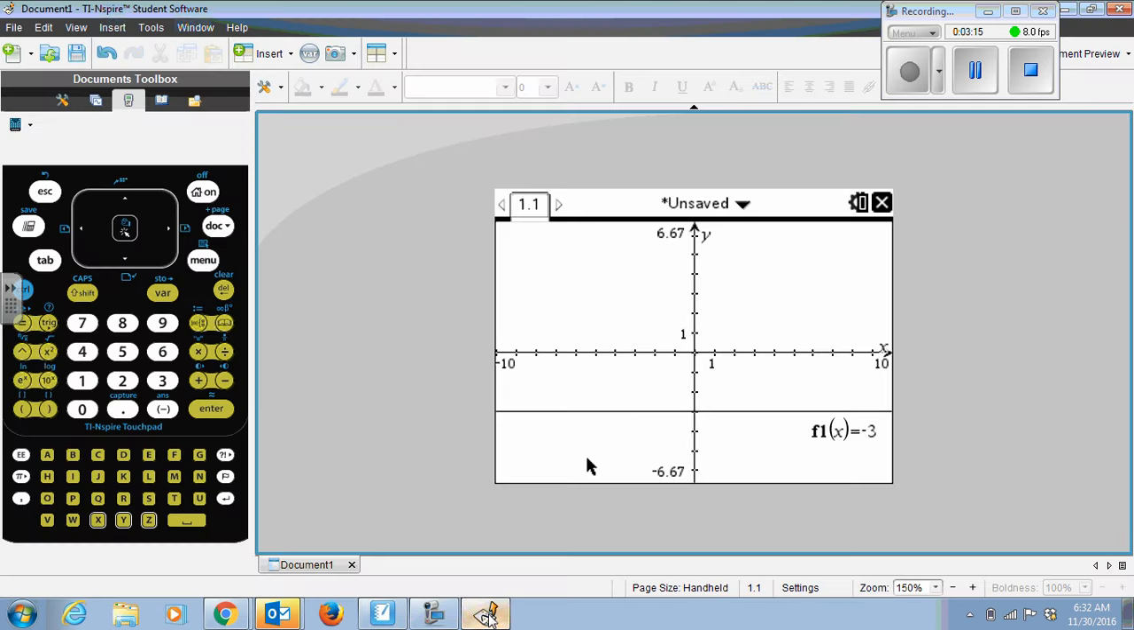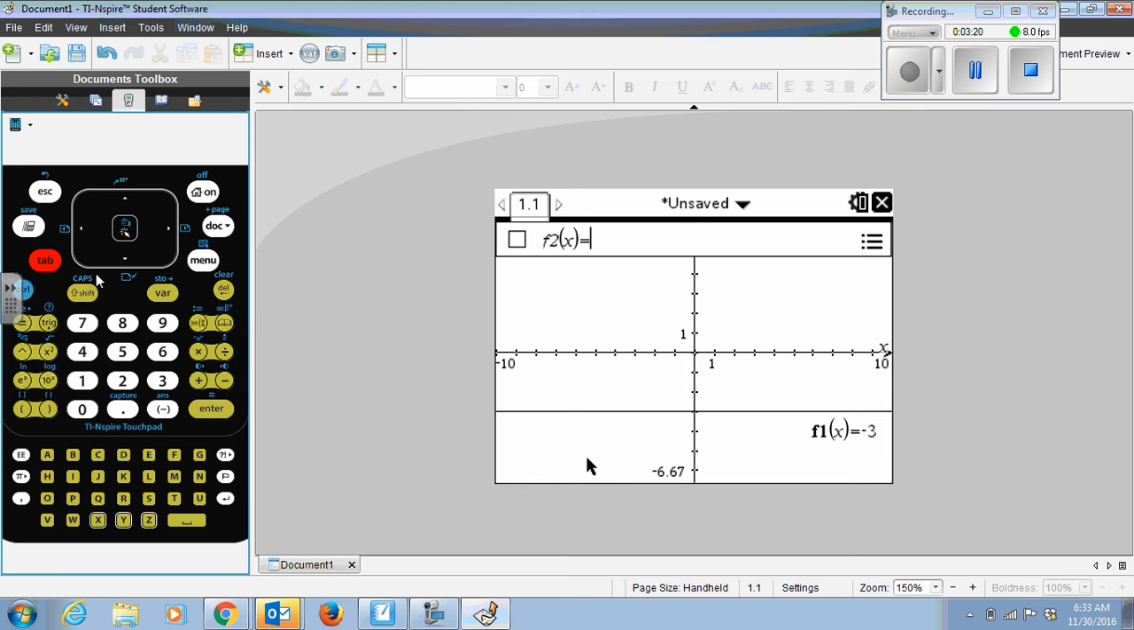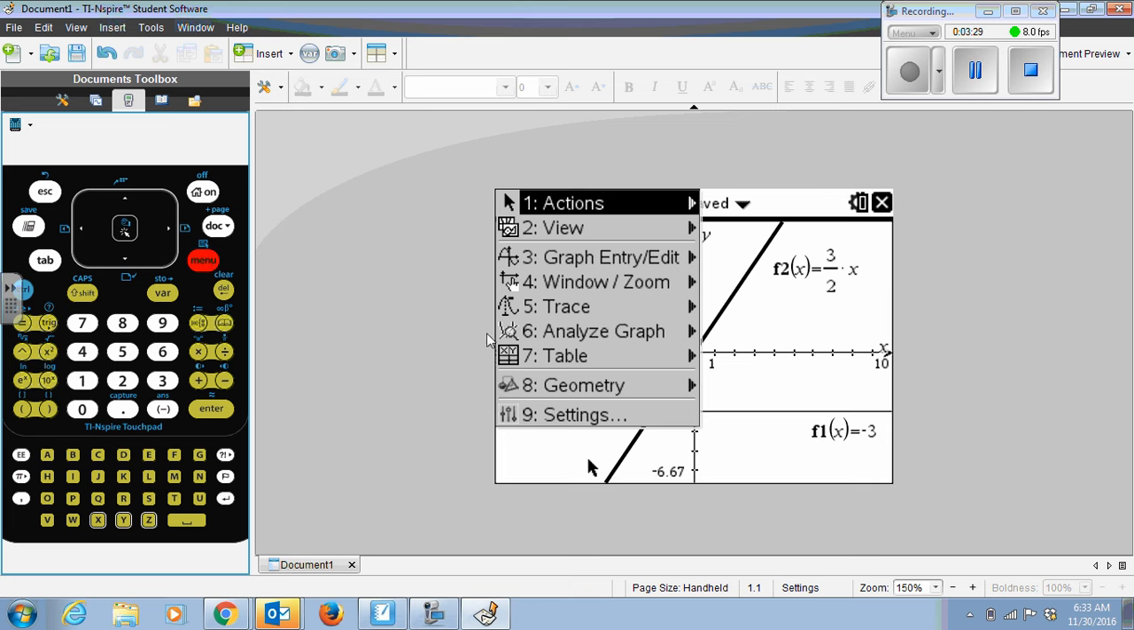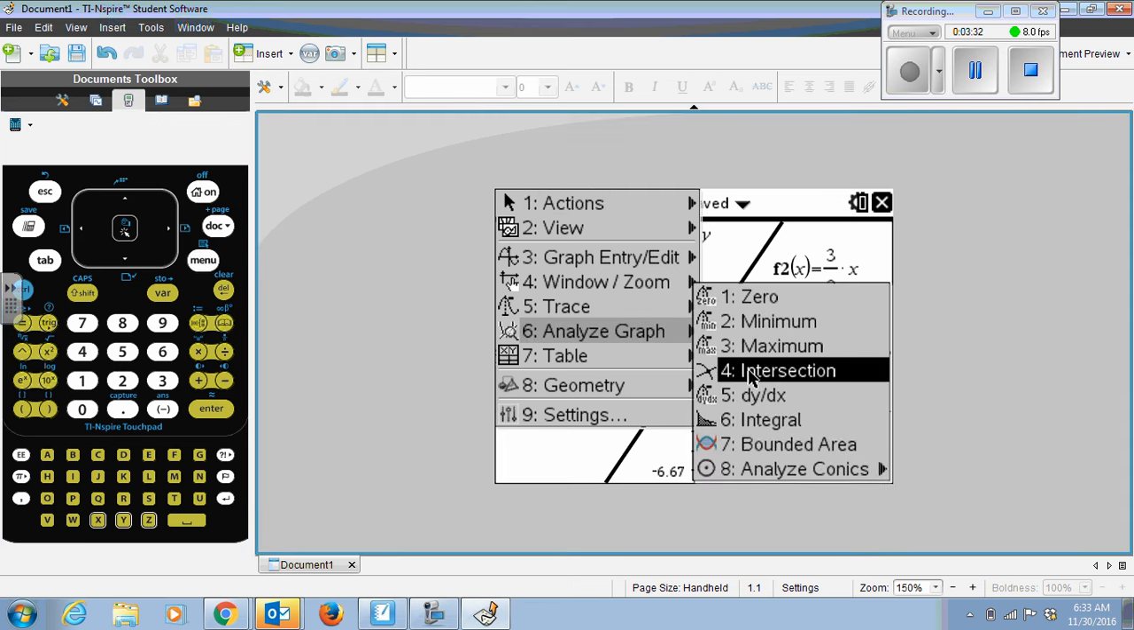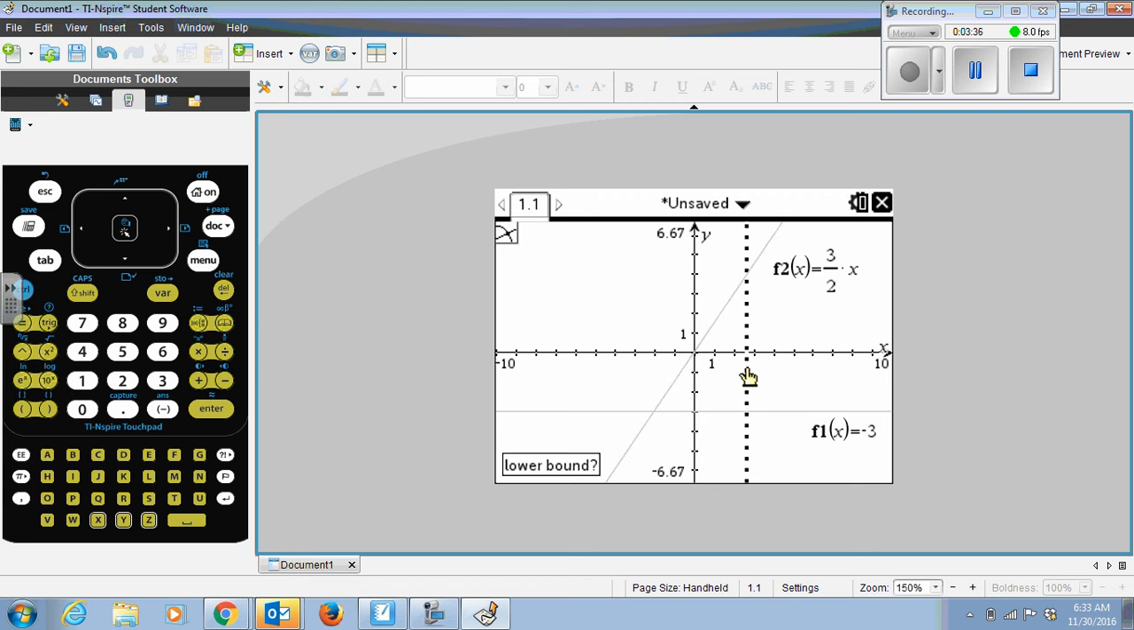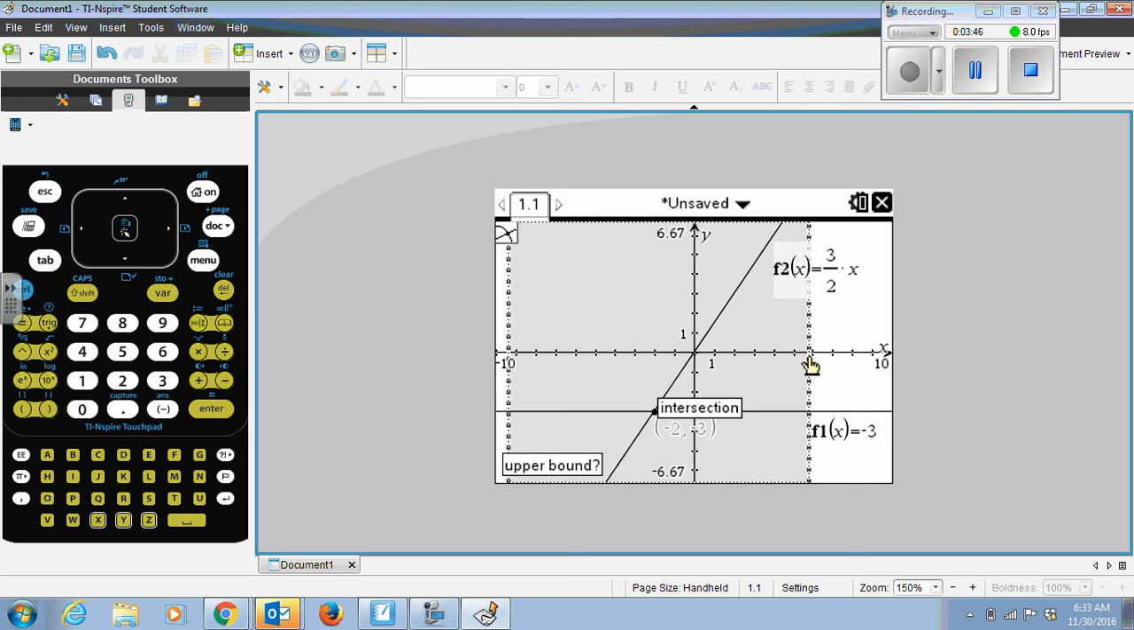So you need to put both lines in your graph. I'm going to leave that one there and just hit tab and type the other one. Okay, and now this is the intersection part. So you're going to click menu, 6, and then 4. So analyze graph and then find intersection. When it says lower bound, you need to go all the way to the left and click enter. After that, you need to drag it all the way to the right and hit enter also.